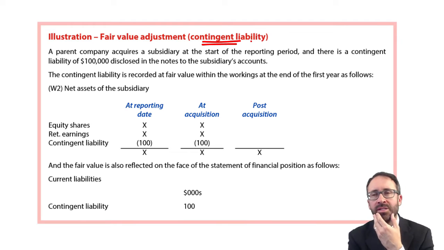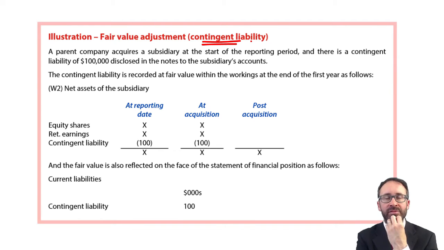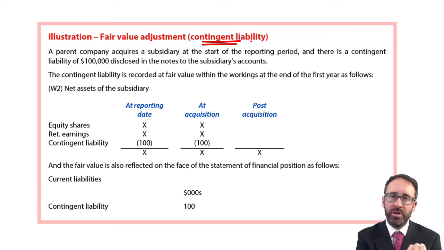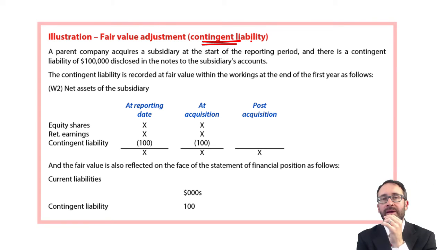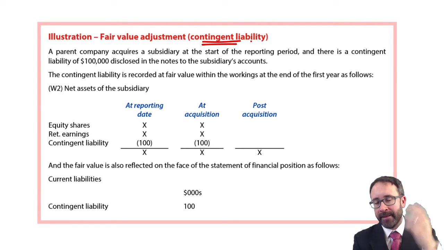Because you know the rules for contingent liabilities in IAS 37. If you've got a contingent liability, where does it appear within the financial statements? Does it appear on the face of the financial statements? No. Provisions are recorded within the statement of financial position, aren't they? A contingent liability is not a provision. So where does the contingent liability appear? Yes, it's in the notes to the accounts, isn't it? Okay.